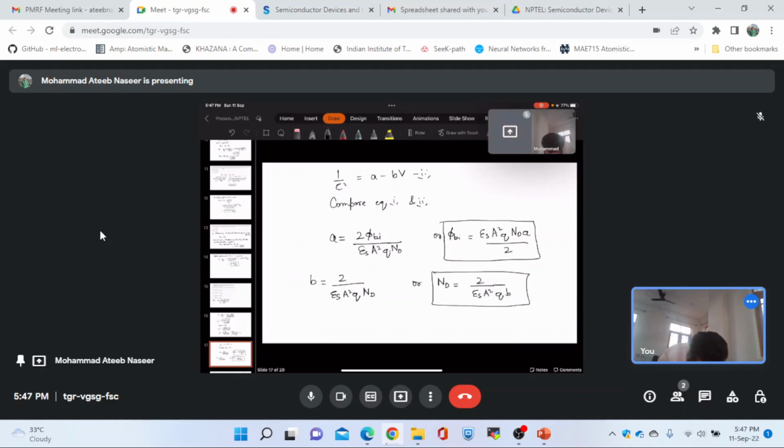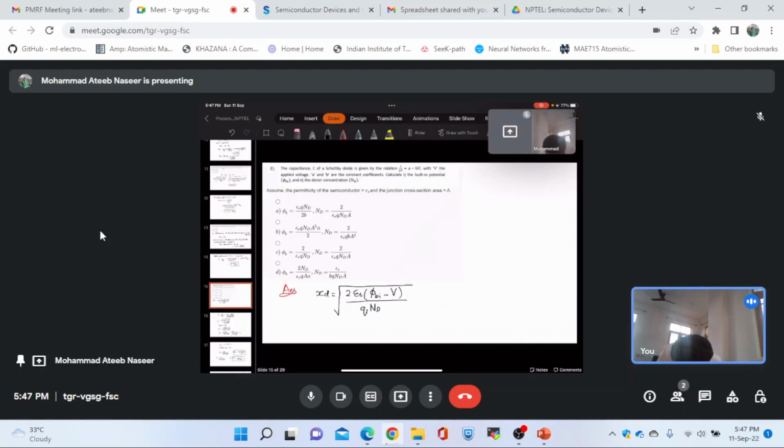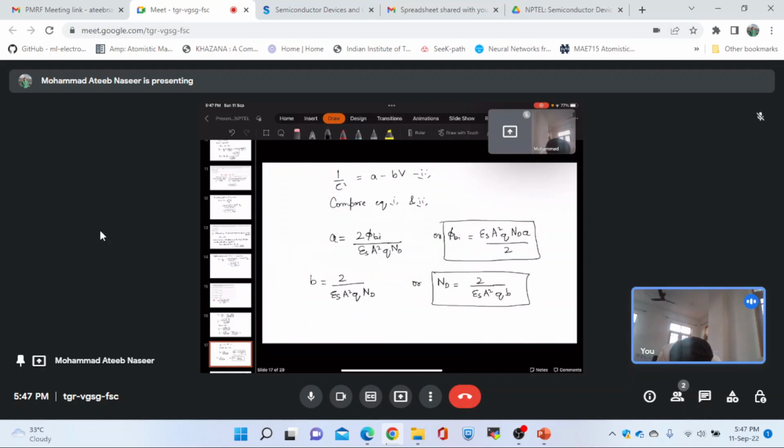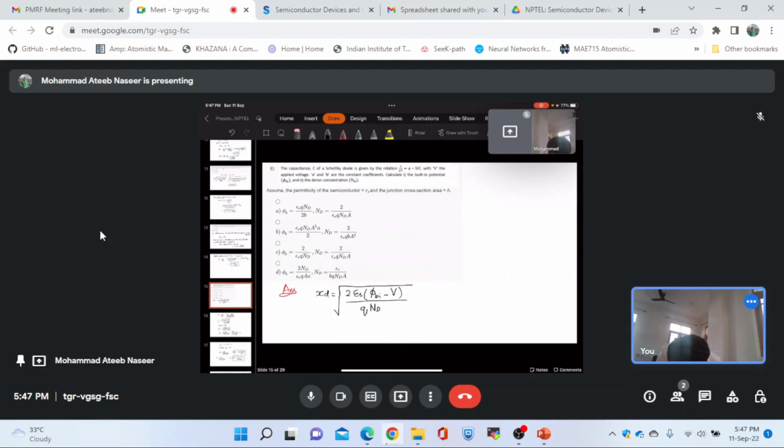Now let us check the options. Option B seems to be one of the options, and for this it is 2 by epsilon s A square Q B. So option B is the correct option to go with.